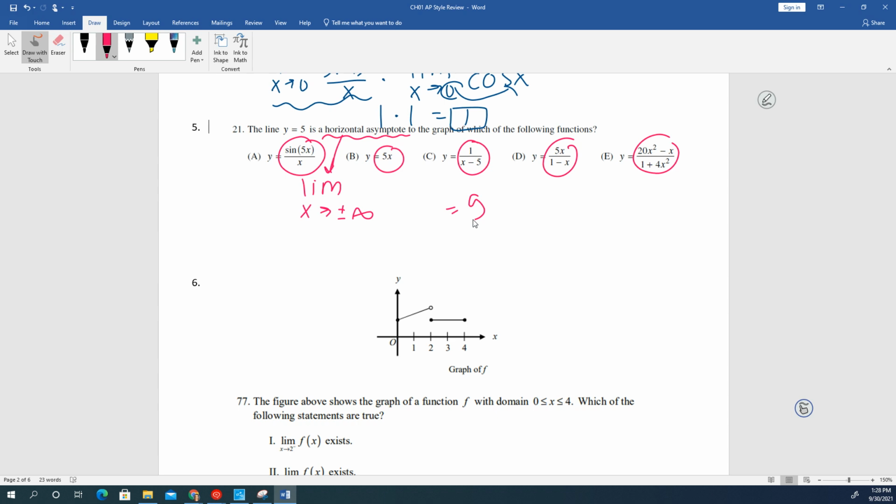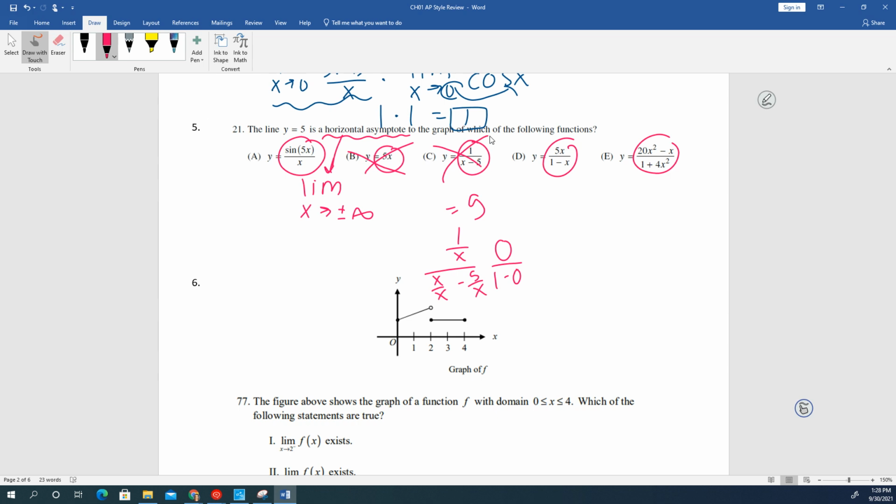So, possible elimination right away. Y equals 5x, that's a linear function. We know that's going to go on forever. That's not going to have a horizontal asymptote of 5. Okay. Here, 1 over x minus 5. This one has a vertical asymptote of 5. But if we were to take that, divide by the largest power of x, we end up getting 0 in our denominator. And you might know just from the look of this graph that it has a horizontal asymptote at y equals 0. Okay, here you get 0, so it's not that one. I'm going to come back to this one. This one's a little bit tricky.